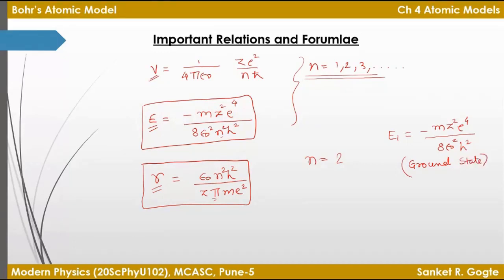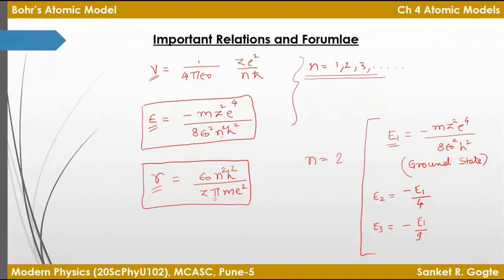When n is equal to 2, what is E2? What will change here is this n square. For E1, n is 1 and therefore n square is equal to 1. Now, can someone tell me what is E2 in terms of E1? It is minus E1 by 4. Don't forget that negative sign, because the electron is bound to the nucleus. Whenever we have a bound system, the total energy is negative, because potential energy is more than kinetic energy in magnitude but is negative. Similarly, E3 will be minus E1 by 9, right?